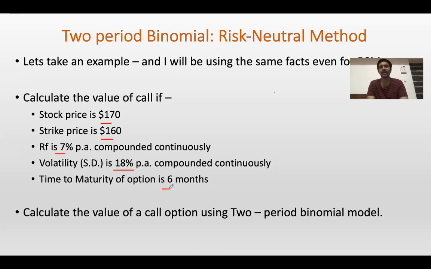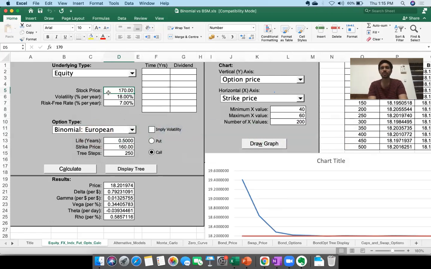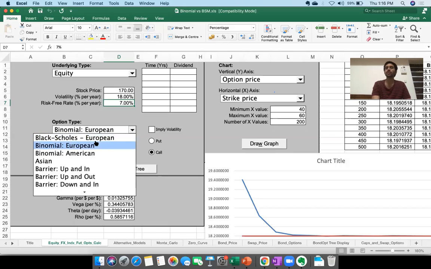I have basically input the same values into this Excel file. I first selected the underlying type to be equity, and then I input the stock price to be 170. The volatility, it is asking on a percentage per year basis, and I've input 18%. Risk-free rate at 7%, again on a per year basis. And then within option type, it is asking me to choose one of the 7 possible drop-down menu items. The first one being the Black-Scholes model used for European options.